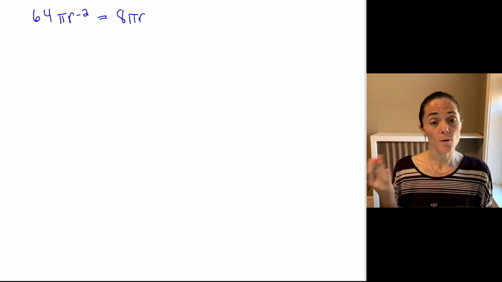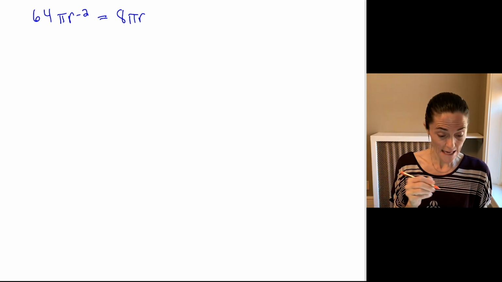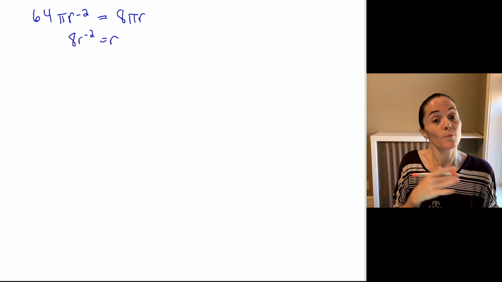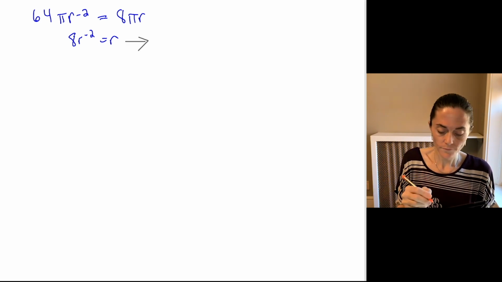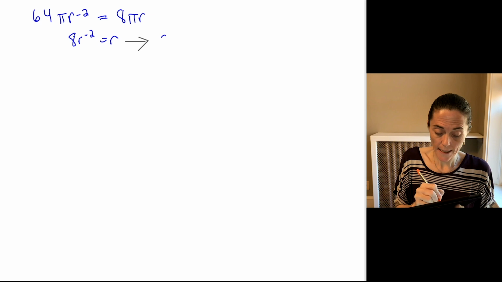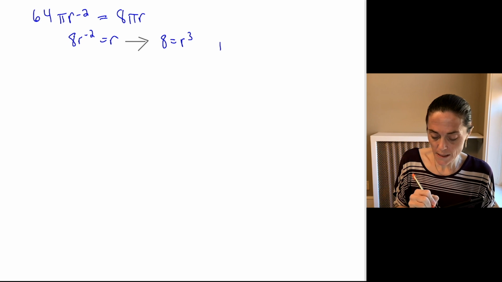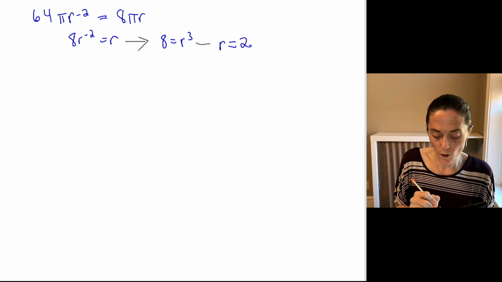Now, I can divide both sides by pi, and I can also divide both sides by 8. So I will have 8 r to the minus 2 is r. Now multiply through both sides by r squared, and I get the following. I get 8 is r cubed. This is something we can now solve. R will just be the cube root of 8, which is 2. So we have exactly one critical point.